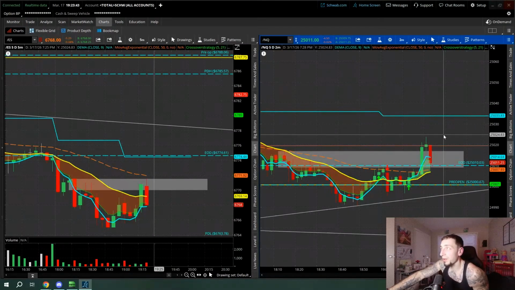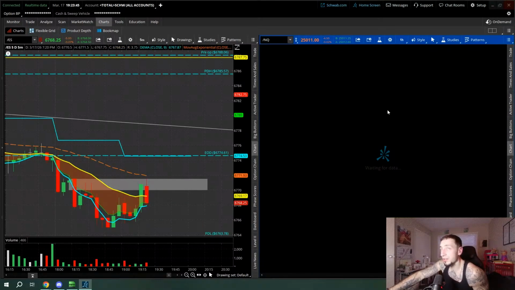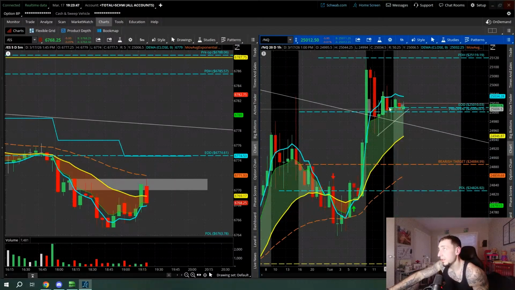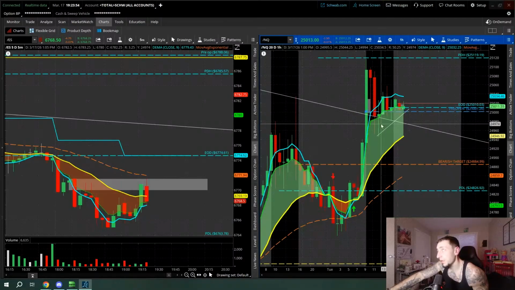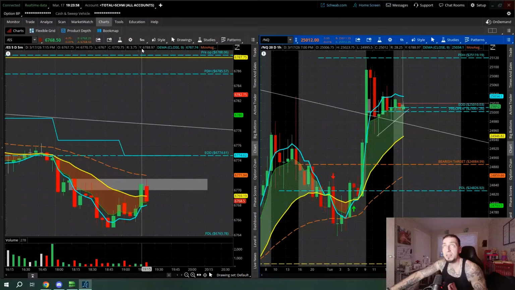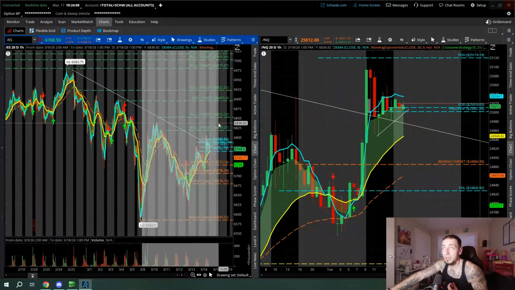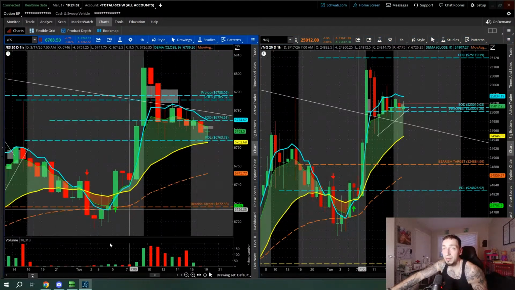This is kind of a tough one. Let's see what the 1 hour tells us here. Okay, it makes a little more sense. 2,500. This bullish scenario does make sense on NQ. It does. We got that clean breakout.